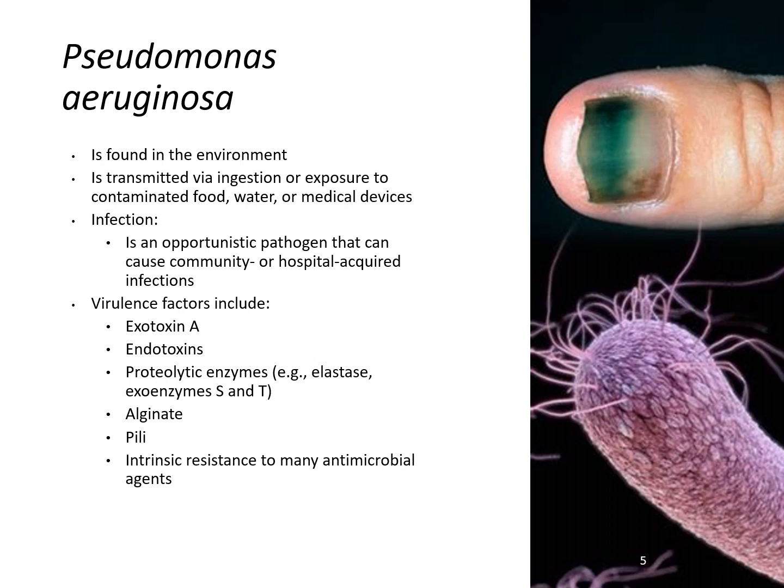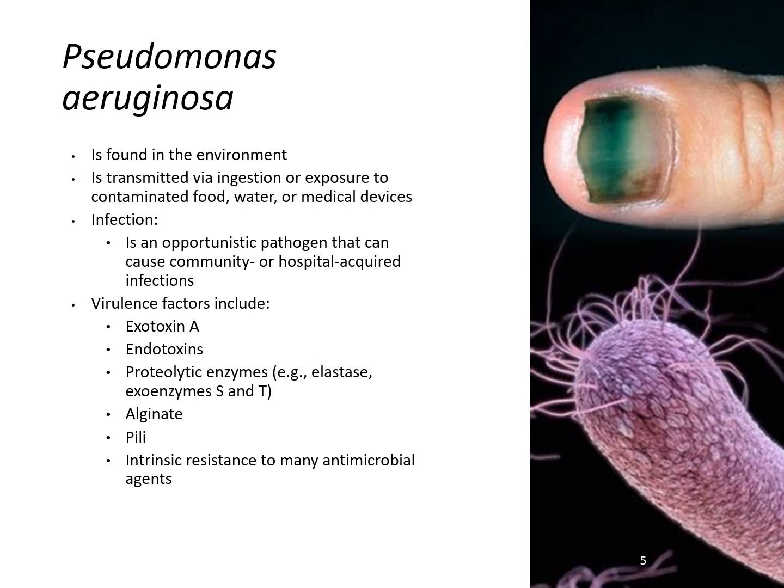Pseudomonas is found throughout the environment. It can be found anywhere within any sort of community environment or hospital environment. Because it can be found in a lot of places, it's just an average contaminant, so it's very easy to get a hospital-acquired infection from this organism, as well as a community-acquired infection. It is transmitted to the host via ingestion or through some sort of exposure to contaminated food, water, or a medical device. And there are several associated virulence factors, for example, exotoxin A.